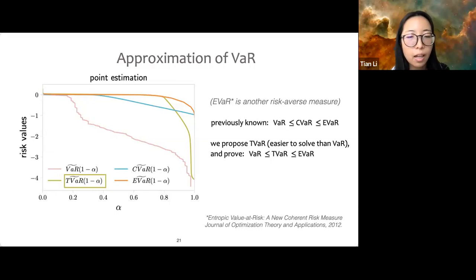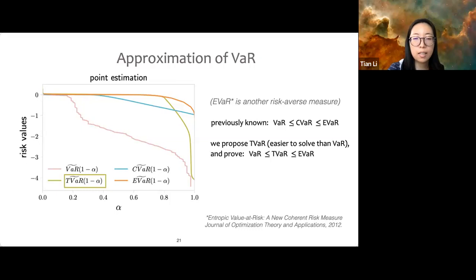They are both non-ERM types of objectives, risk-averse objectives. And then we propose a different objective, tilted value at risk, denoted as TVaR here in the yellowish line. We see that in some regimes, especially when alpha is close to 1, we can offer a much tighter approximation to value at risk than CVaR and EVaR. And it's easier to solve. Lots of the details are discussed in the paper.